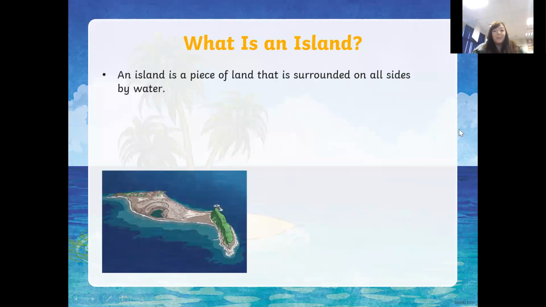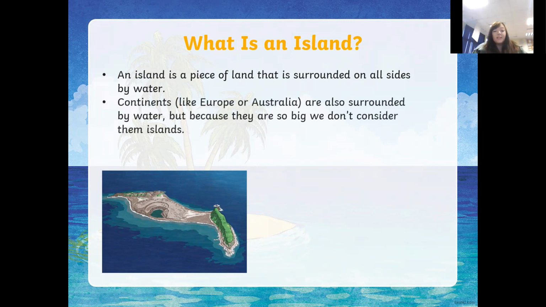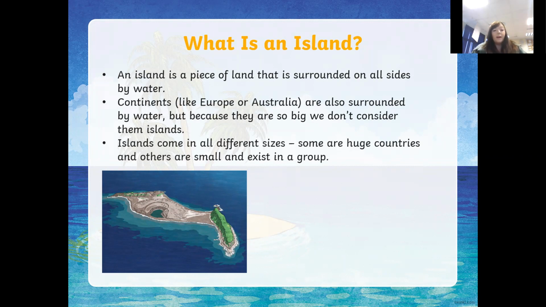An island is a piece of land that is surrounded on all sides by water. Continents like Europe or Australia are also surrounded by water, but because they are so big, we don't consider them islands. Islands come in all different sizes. Some are huge countries and others are small and exist in a group.